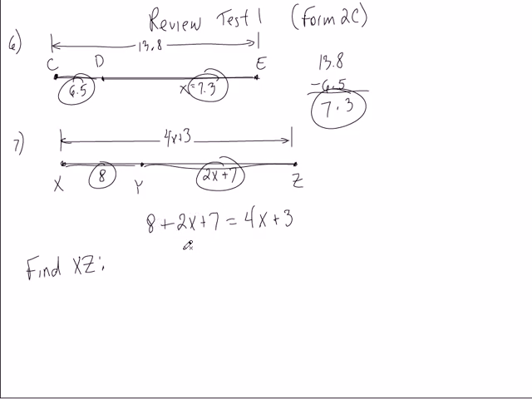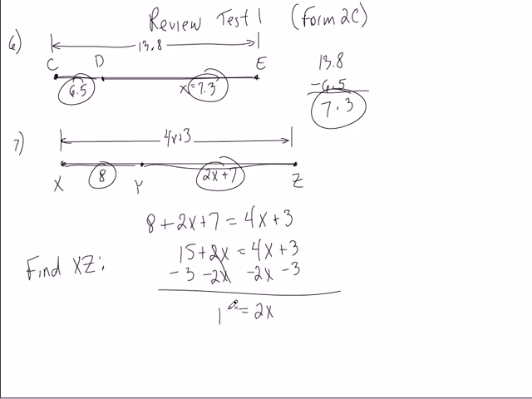Add like terms, 8 and 7 is 15, plus 2x. We don't do anything to the right side. Let's get x by itself. Let's subtract a 2x. We'll keep it positive, okay? Put it on the right side, so that cancels. Subtract a 3, put that on the left side. So look what I get. 4x minus 2x is 2x, equals 15 minus 3 is 12. Divide by 2, x is 6.